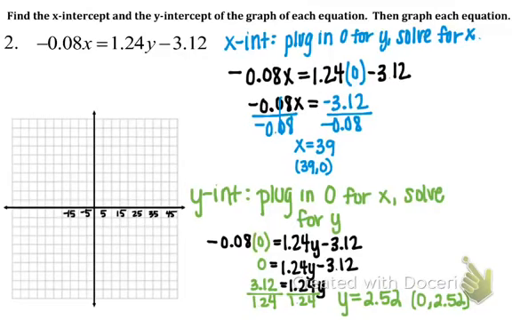So since my x-intercept is such a high value, I'm going to count by fives on my graph to fit everything in. And now I'm going to graph my x-intercept at 39, 0. So I go over 39, up 0. And I'll graph my y-intercept, which is 0, 2.52. So over 0, up 2.52. Now I can connect those two dots from left to right, and I form my line of the graph.